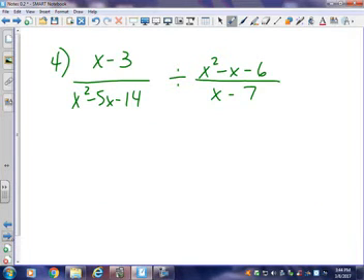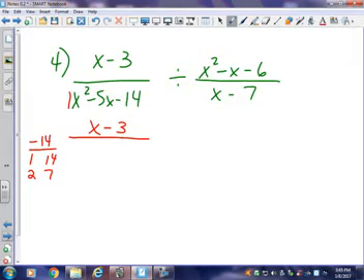So in our next one, the top doesn't need factoring. Two numbers that multiply to be negative 14, because 1 times negative 14 is negative 14. 1 and 14, 2 and 7. But it's got to add up to negative 5, so the second one needs to be negative for it to multiply to be a negative, but add up to negative 5. So that's going to be x plus 2 and x minus 7.